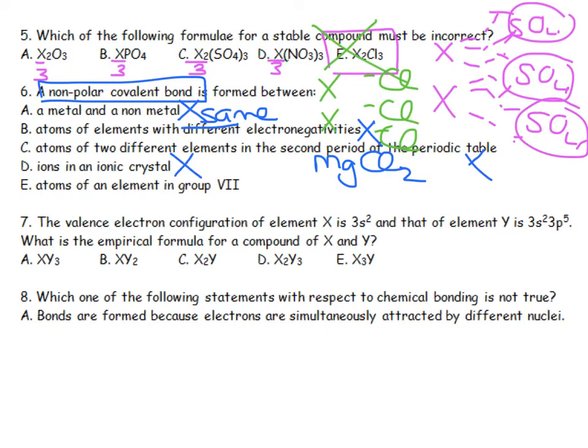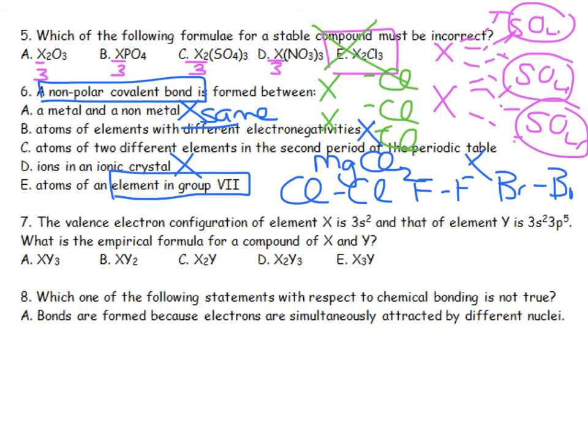How about atoms of a certain element in group 7? So that would be chlorine bonding to chlorine, or fluorine bonding to fluorine, or bromine bonding to bromine. That is a non-polar covalent bond because there is 0 electronegativity difference.